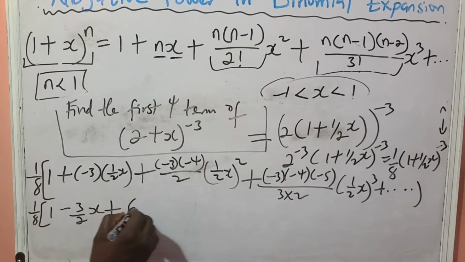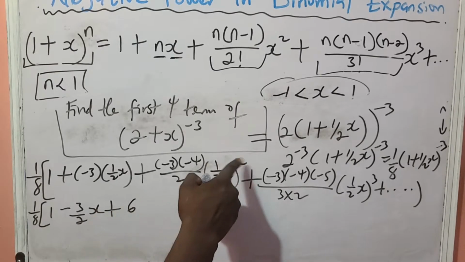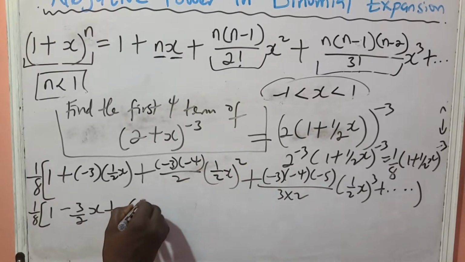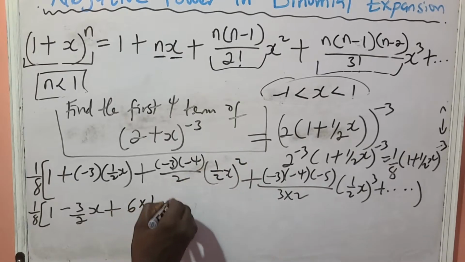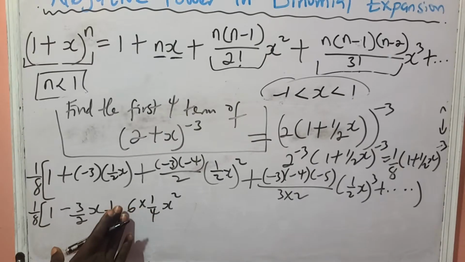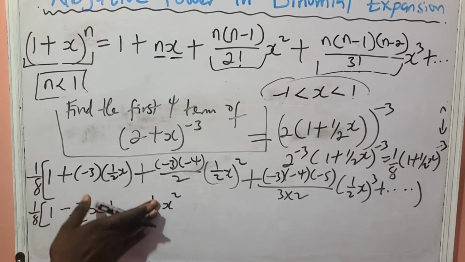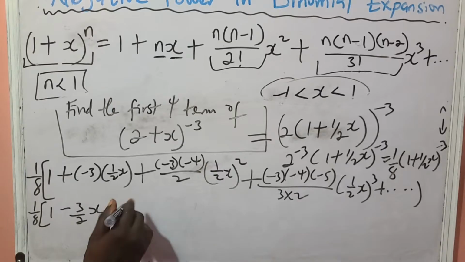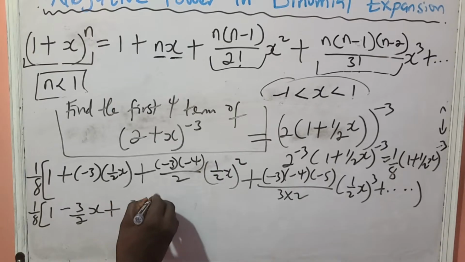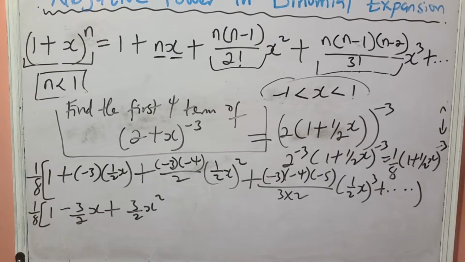That will be 6. Then this will be 1 over 4 because 1 over 2 squared will be 1 over 4. That will be times 1 over 4 x squared. Of course, this will give me 6 over 4, which will be the same thing as 3 over 2. So I'll write it as 3 over 2 x squared. Of course, I am trying to solve very fast.